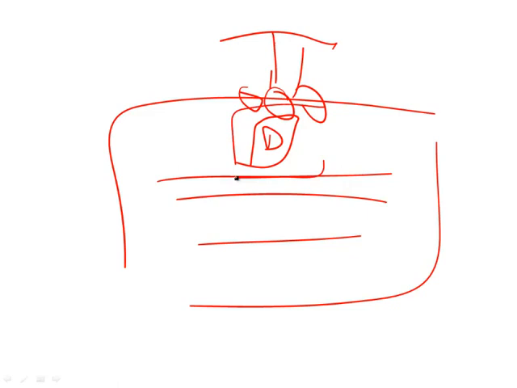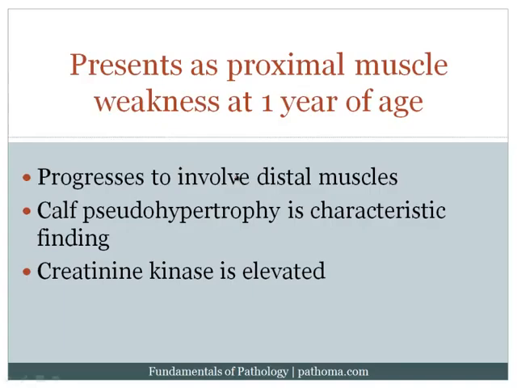Patients with Duchenne's X-linked muscular dystrophy present with proximal muscle weakness, classically at 1 year of age. So the disease begins proximally, for example, in the thigh and the hip, and then eventually progresses to involve the distal muscle. Now the hallmark of this sequence is calf pseudohypertrophy. Let me just explain this.